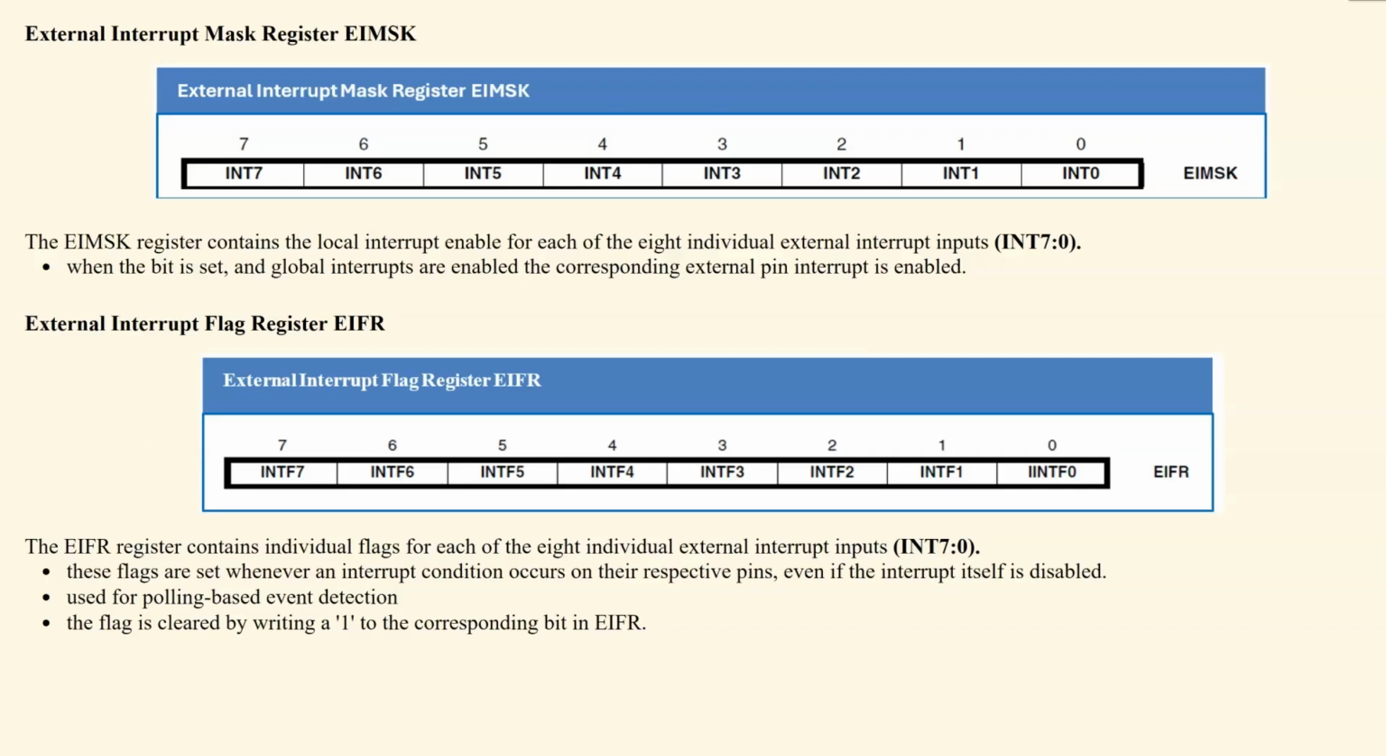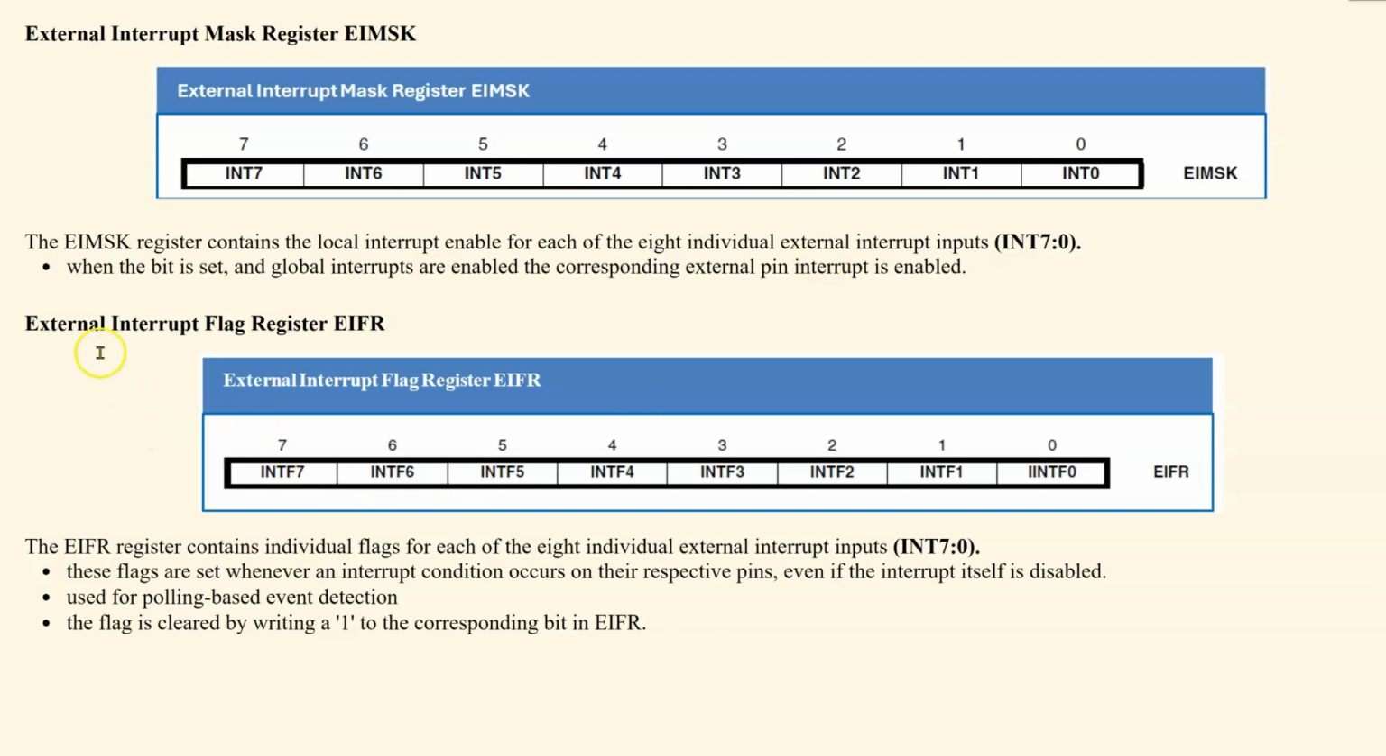The other 2 registers used for the individual interrupt pins are the interrupt mask register and the interrupt flag register. So the interrupt mask register enables the local interrupt for each pin. So we have INT0 to INT7. When the bit is set and global interrupts enabled, then that external pin is enabled for interrupts.